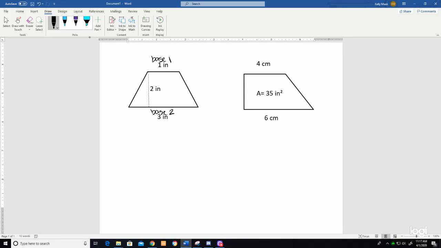Now think about it. Does it really matter which one's base 1 or which one's base 2? You're adding them together. Can't we add in any order? I mean, 1 plus 3 is 4, 3 plus 1 is 4. So at the end of the day, don't get so stressed out about which one is the right base.